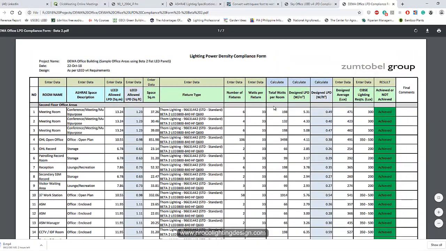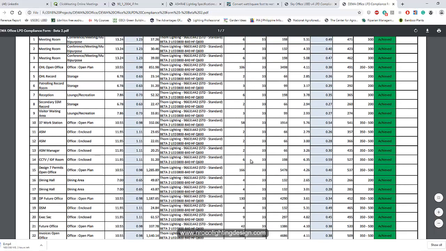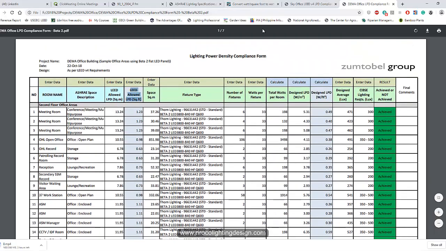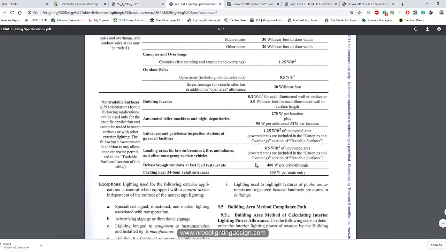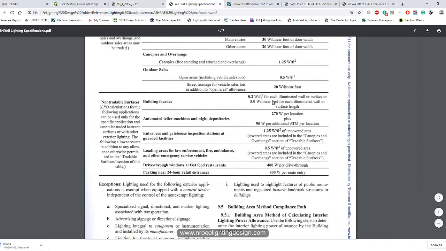And this is another one. This is a government building in Dubai. This is Dewa, and we also did the LPD requirements calculation. This is a simple table for LPD requirements, and you can see again, this is square foot. Oh, here you go. This is more of the interior. But for the exterior, it's different because they have either 0.2 watt per square foot or 5 watt per linear foot. So either by length or by square foot.